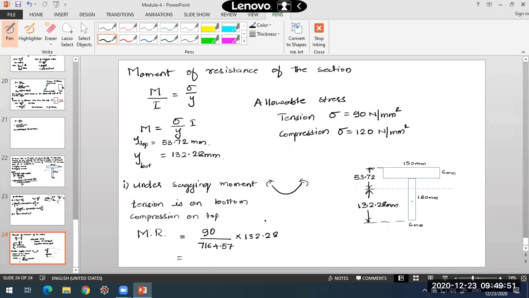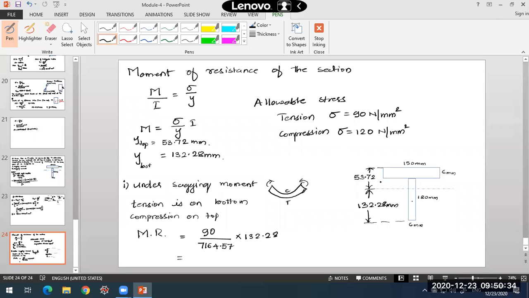See, what I have done here is I have taken the sagging moment first. The first case is when the beam is subjected to sagging moment. When it is subjected to sagging moment, bottom fibers are subjected to tension and top fibers are subjected to compression. We will have to evaluate the moment by taking the allowable stresses in tension and compression here. We'll check which one will be the least one. In any case, in the beam, the stresses should not exceed these values. In tension, they should not be more than 90 Newton per mm square, and in compression, they should not exceed 120 Newton per mm square.